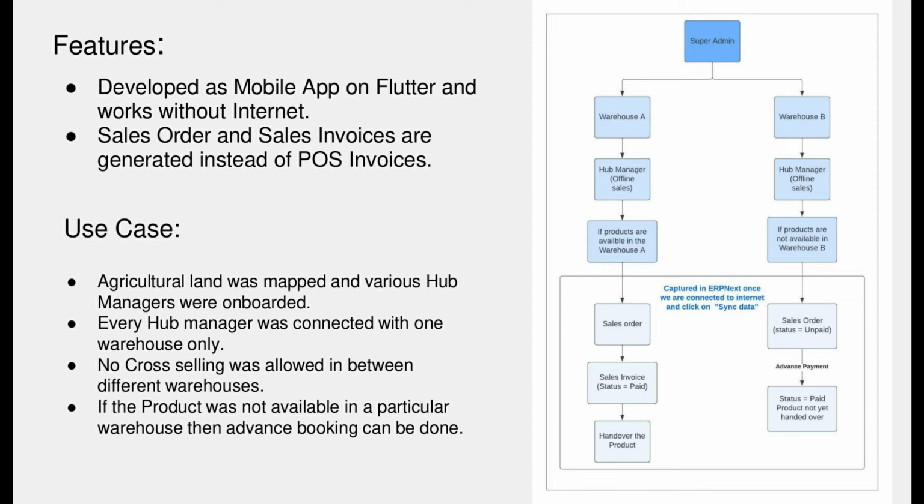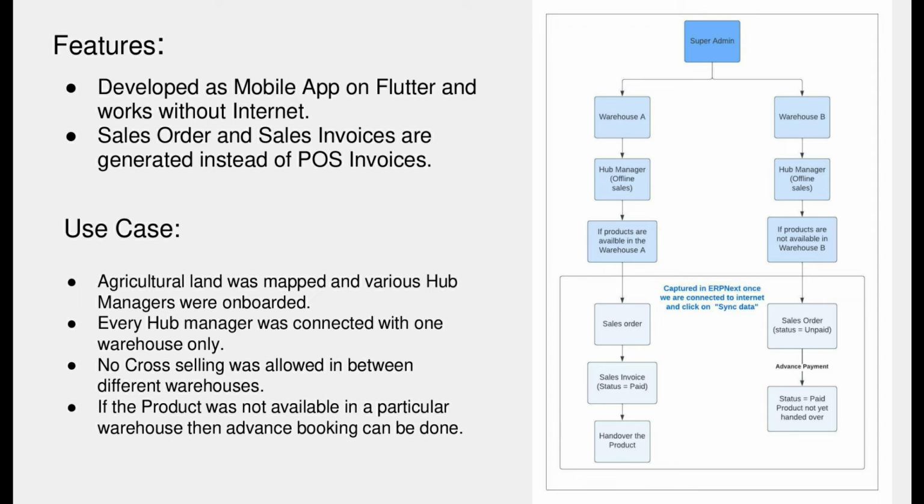So first I'll explain the first scenario. The super admin has access to ERPNext, and he is allocating the warehouses and the hub managers. Suppose the hub manager, who is responsible for selling fertilizers and seeds to the farmer, has a mobile with the mobile POS installed, and there is no internet. This is a hypothetical example: he is on agricultural land in a rural area in Kenya, right?